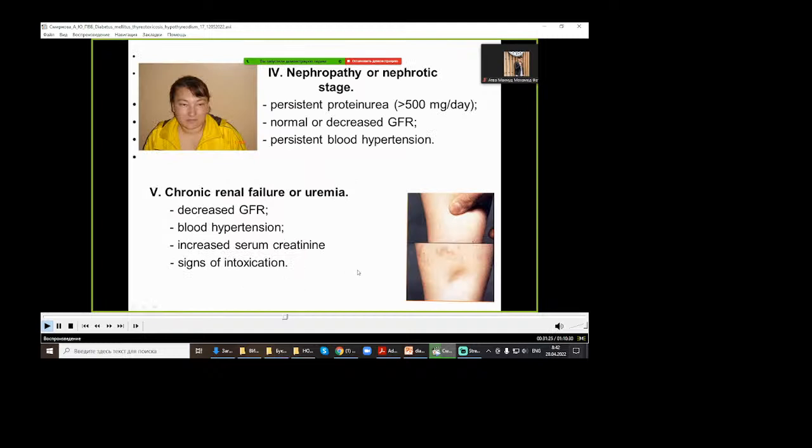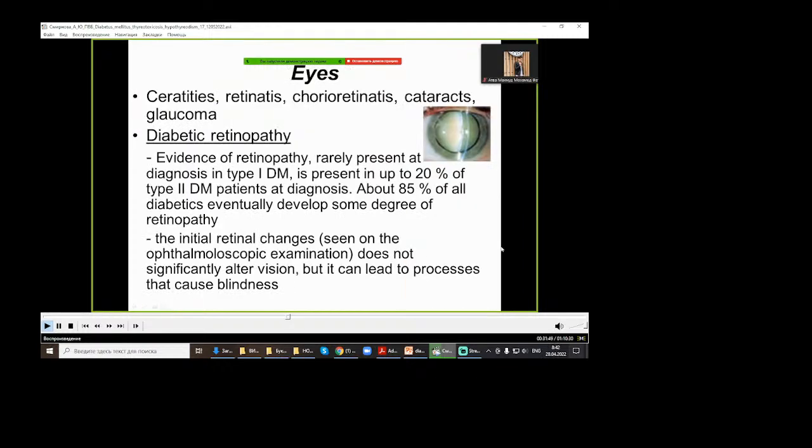And once more, the renal failure and diabetic nephropathy is the main cause of mortality of patients with diabetes mellitus. That is why you must remember about this long-term complication of diabetes mellitus. The next target organ are eyes. So the damage of eyes in case of diabetes mellitus is characterized by presence of keratitis, retinitis, cataract, and glaucoma. But the most important is diabetic retinopathy, the damage of vessels of capillaries of retina.